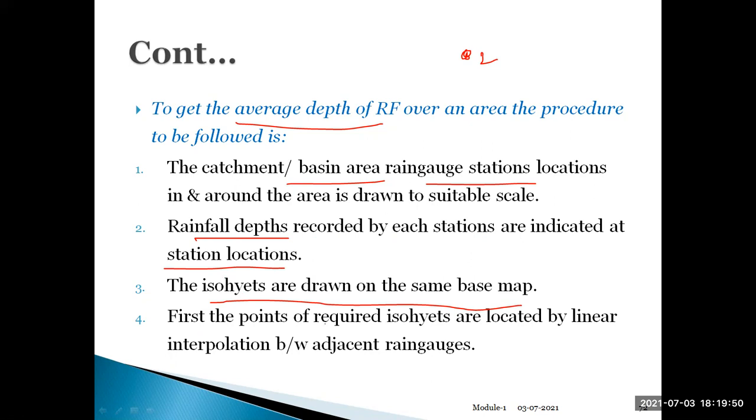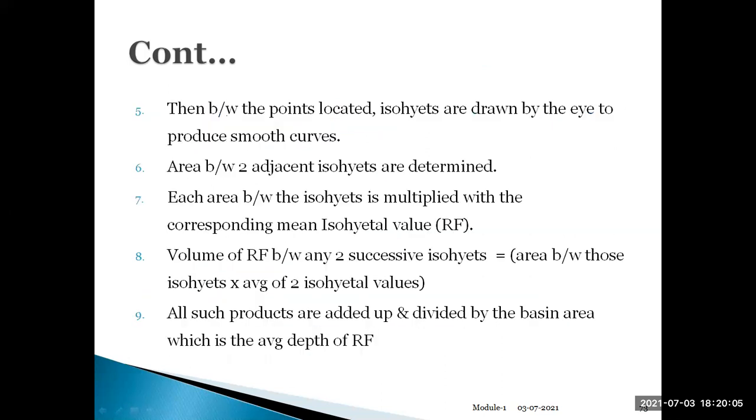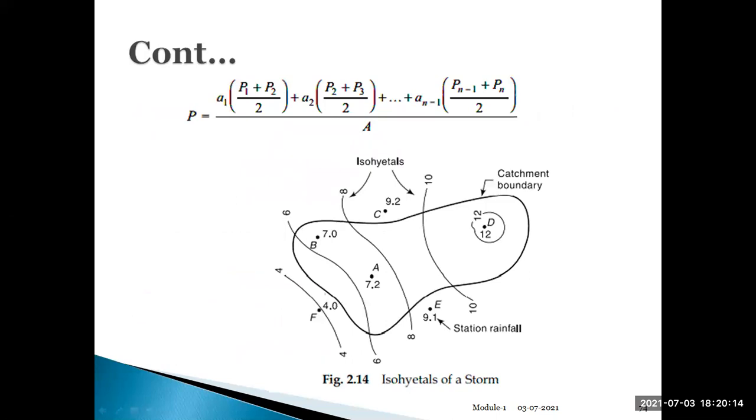First, the points of the required isohyet are located by linear interpolation, marking the points between two adjacent rain gauges. After that, between the located points, the isohyets are drawn. For example, I'll show you here. You have an area which is drawn, that is the catchment boundary. After that, you mark the stations. You have A, B, C, D, those are the rain gauge stations, and 7.0, 7.2, 9.1 are the rainfall values.